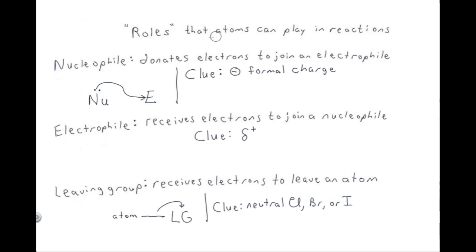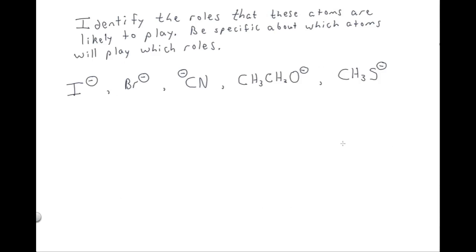In order to succeed in your organic chemistry class, you need to know all this material on the screen like the back of your hand. So you'll need to keep working on that. Now let's try some exercises to practice those fundamental skills we just went over. So here's a bunch of molecular species, and for each of these we need to predict the roles that the atoms are likely to play. So please pause the video and try to identify the roles that atoms in each of these species will play. Try to be specific about exactly which atoms will play which roles.